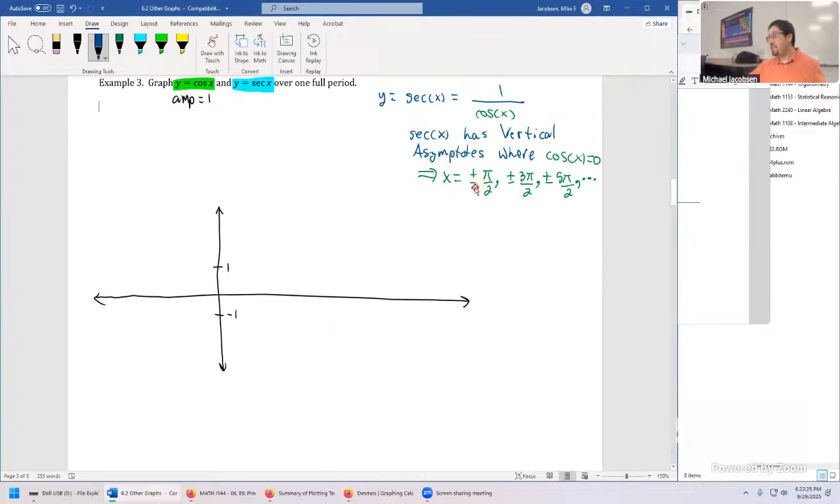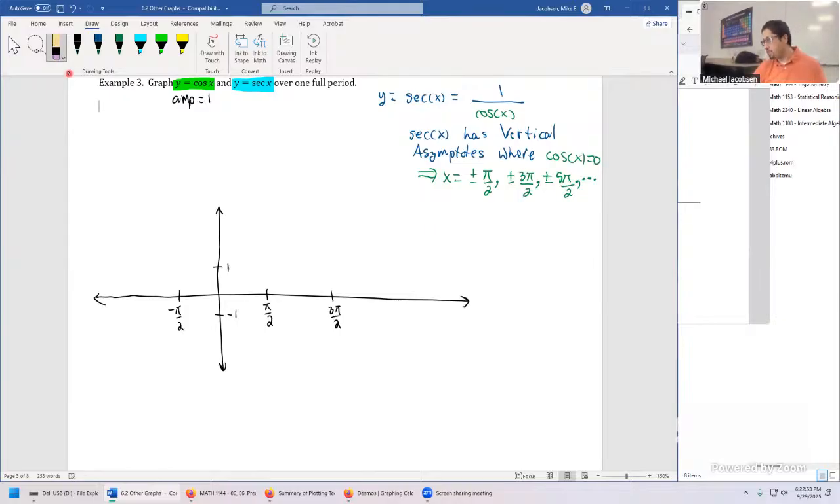The first vertical asymptote we're going to plot is at negative pi over 2. So let's put that one down. So it'll be negative pi over 2 slightly to the left. The next one is going to be at positive pi over 2. Then we move over. The last vertical asymptote is going to be at 3 pi over 2.